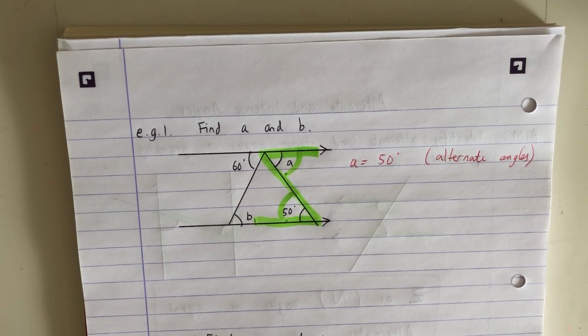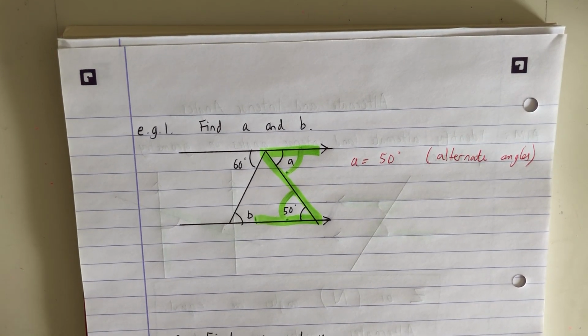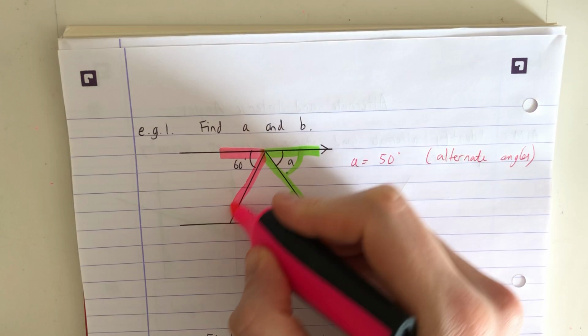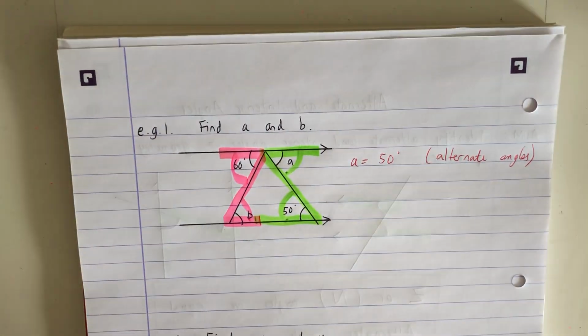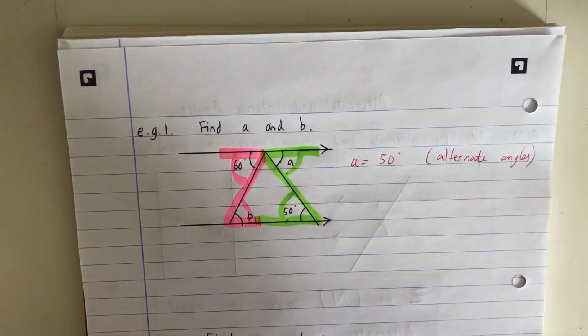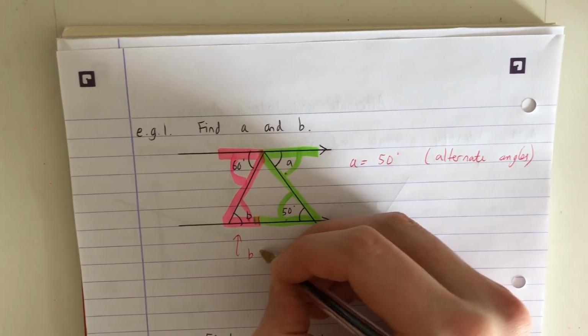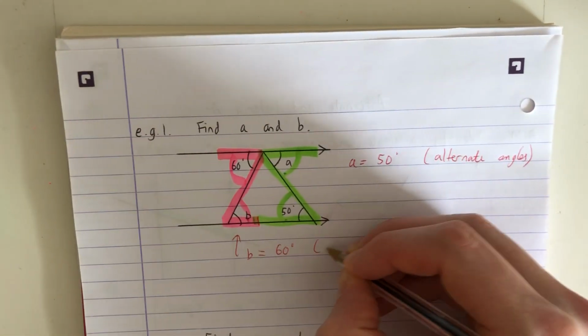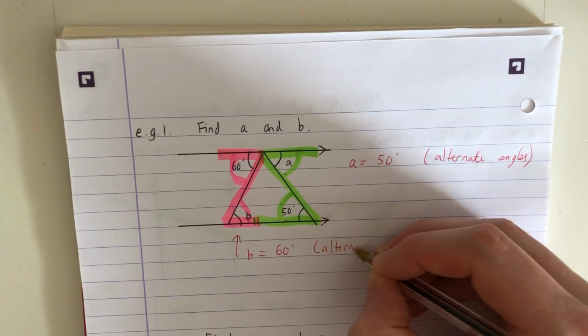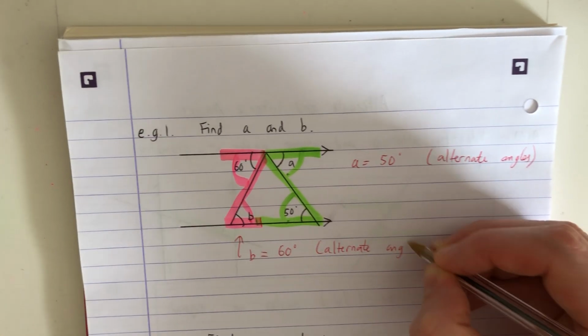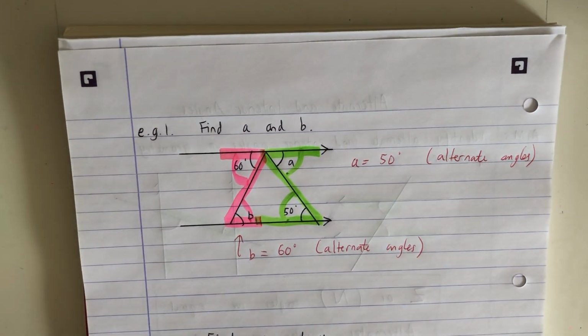Right. Example number 1, still part B. Okay, how can we go about part B? Well, multiple ways to do it, but the quickest way is another Z angle. To give you B is 60 degrees. Alternate angles. And that's pretty much it.